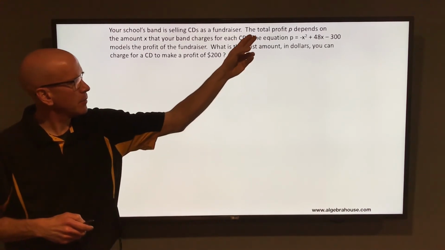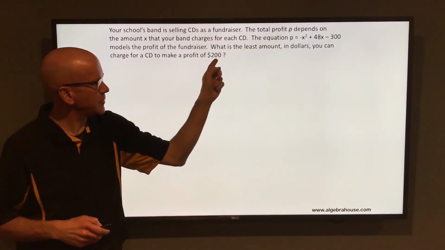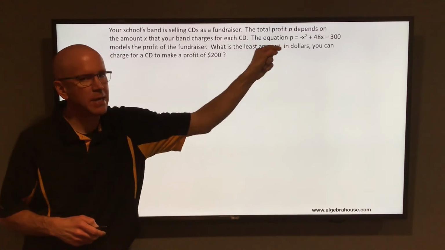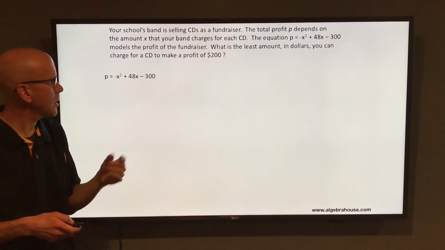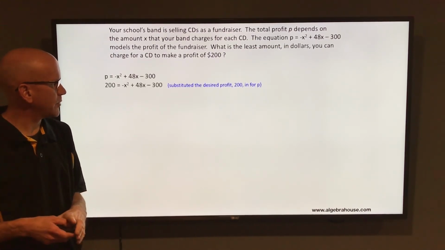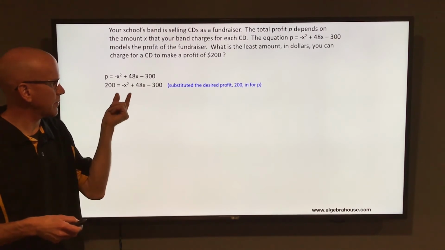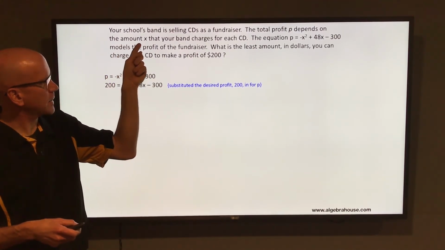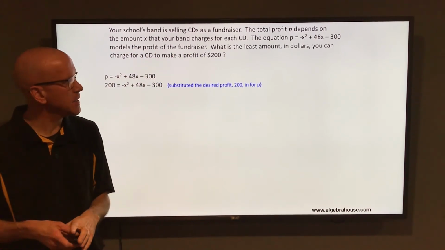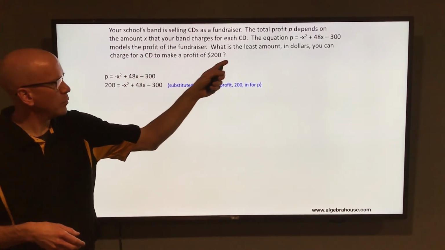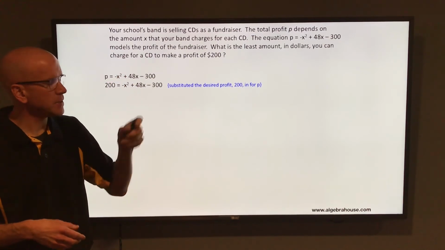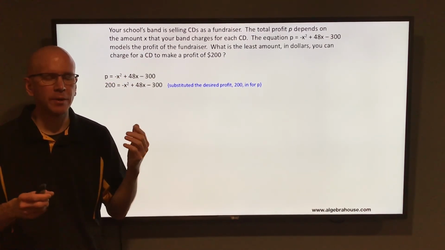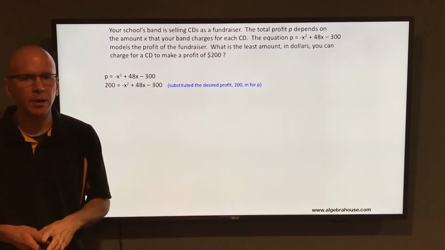So again, up there, the total profit is P. So that 200 is going to go in for P into that quadratic equation. So replace the P with 200. You have 200 equals negative x squared plus 48x minus 300. It says the amount x your band charges for each CD, and we want to find the least amount you charge for a CD. So that x is what we want to solve for. That's going to give us the price of the CD.